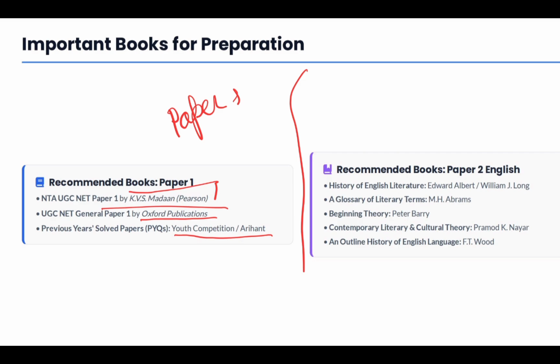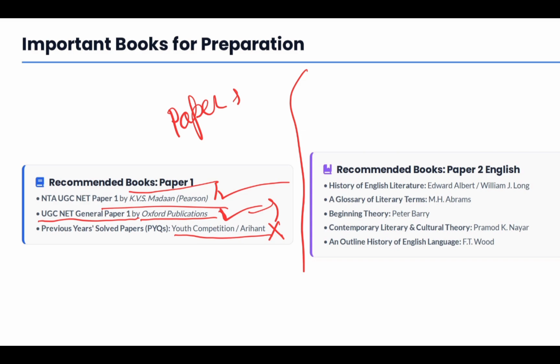There are also previous year's questions in the Oxford publication book, because I have used this book, and in that book previous year's questions were there from 2012 to 2026, I think. So for PYQs you can also use this book. If you don't want to purchase this, then there is no problem at all, but you must buy KVS Madan and the Oxford publication for paper 1.